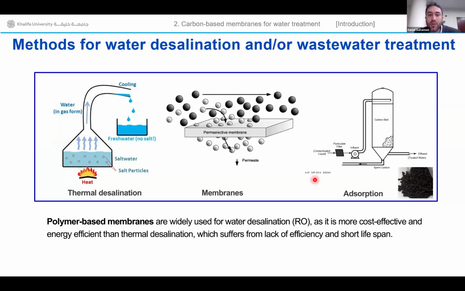Membranes, of course, are the most used. Reverse osmosis is the most typical process. There are well-known membranes for this, of course, like polymer-based ones. But if we can enhance some properties and also reduce the cost of these materials by using less expensive materials, it will also be beneficial.